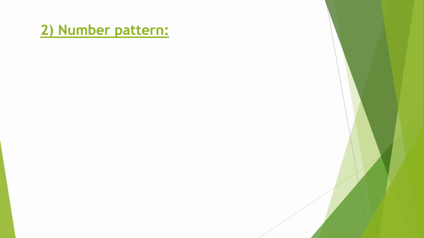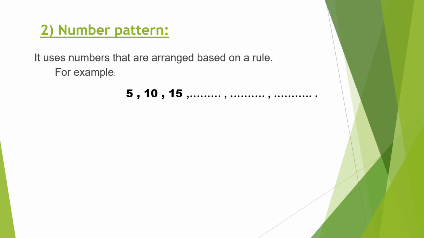Number 2, we have number pattern. From its name, it uses numbers that are arranged based on a rule. For example, we have here 5, 10, 15. What should be the next? Are we moving forward or moving backward? Yeah, we are moving forward. We are increasing. So each time I add 5. So it will be 5, 10, 15, 20, 25, 30.